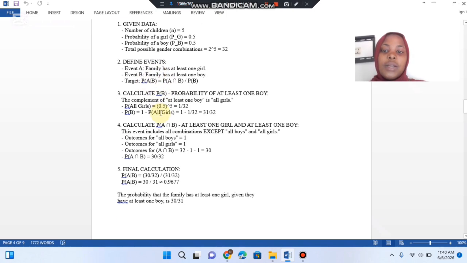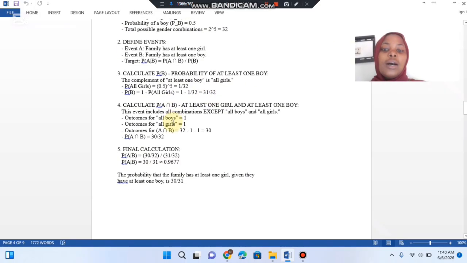So we calculate the probability of at least one boy. We get it from all girls, which is 1 minus 1 out of 32, so we get 31 out of 32. Then now we calculate the probability of at least one girl and at least one boy. Since the outcomes for all boys is equal to 1, the outcomes for all girls is equal to 1, then for both, it is 32 minus 2, which is 30. Then we get 30 out of 32.